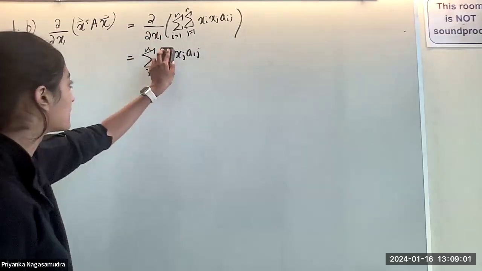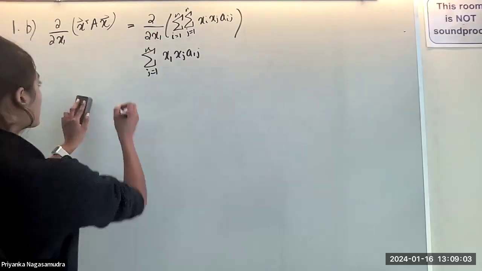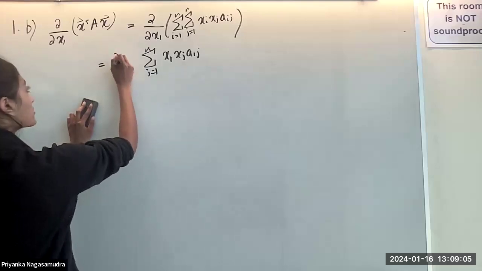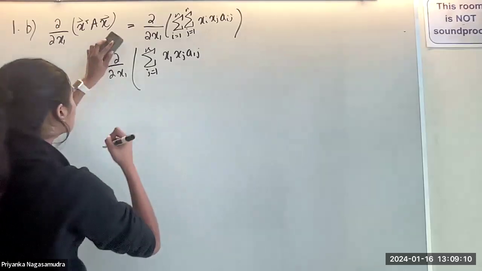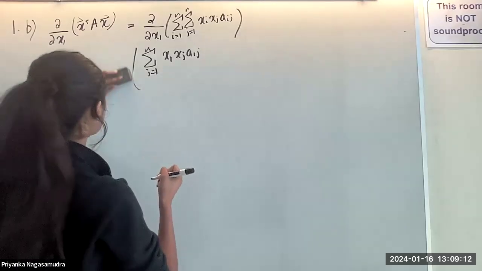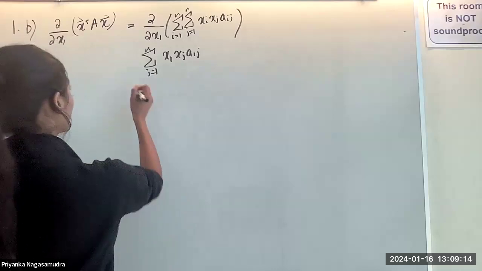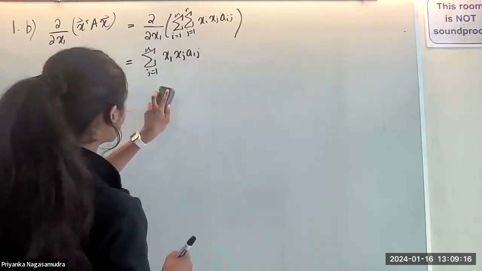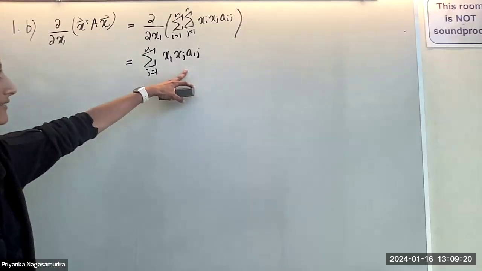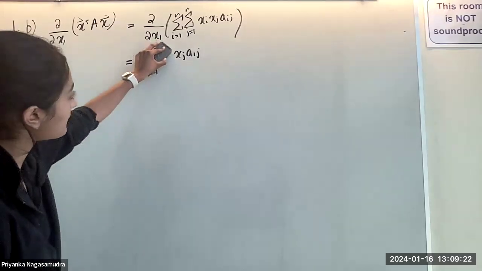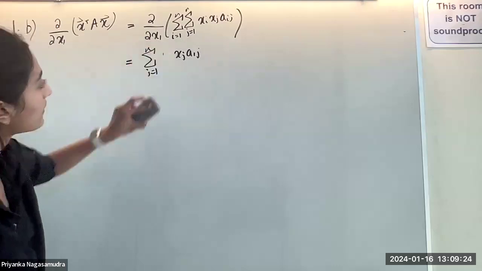So what does that become? Or let's write it in a separate step. So partial with respect to x1. Actually, no, let's just figure it out right here. Basically the summation, we take the partial with respect to x1, so that disappears.